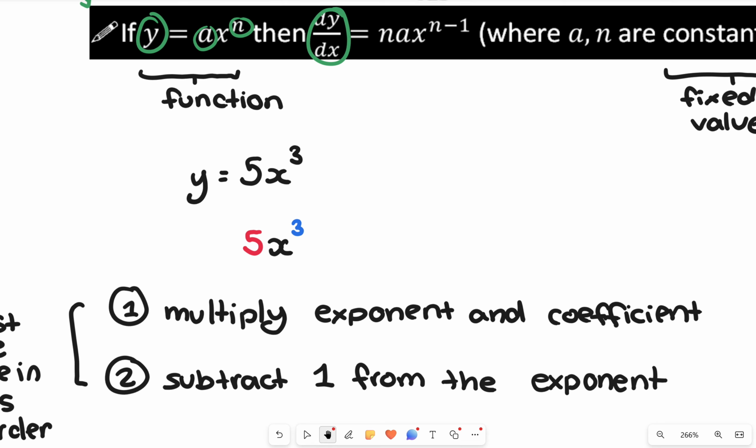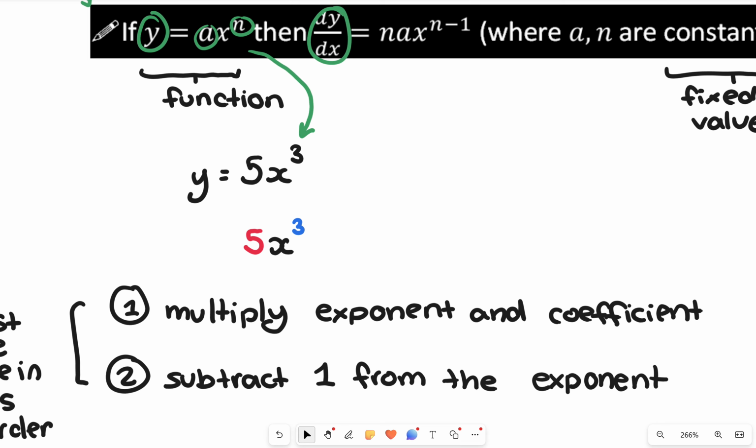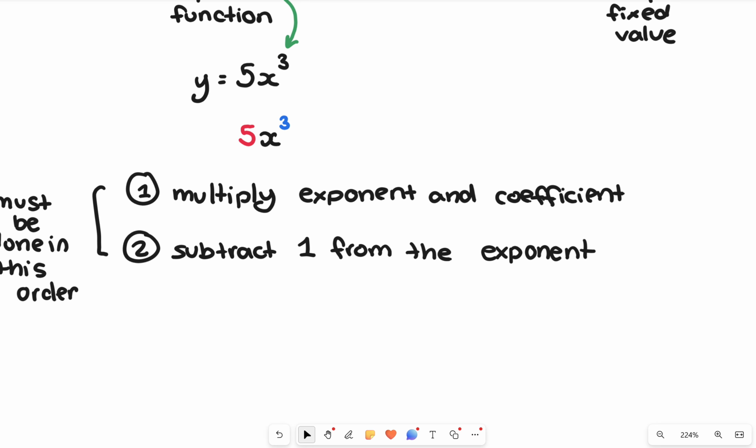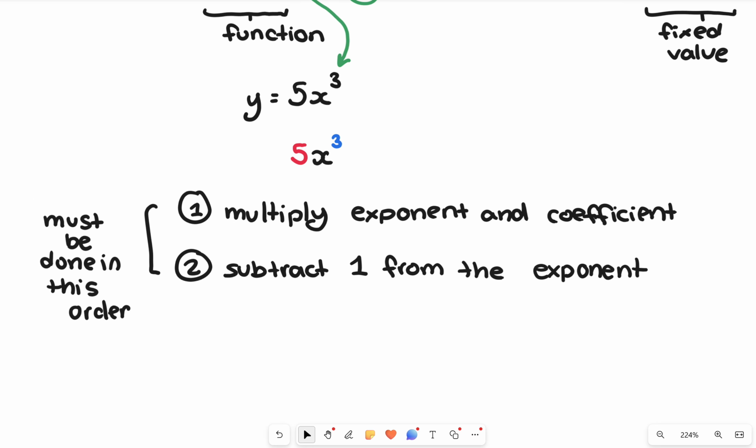So here I've written out the exact same format as what's given above. I've picked a function y equals 5x cubed. I'm going to teach you how to differentiate this now. The easiest way, in my opinion, to remember differentiation is that there are two main steps. Number one, you multiply the exponent and the coefficient, and number two, you subtract 1 from the exponent. I've also written here that it must be done in this order.